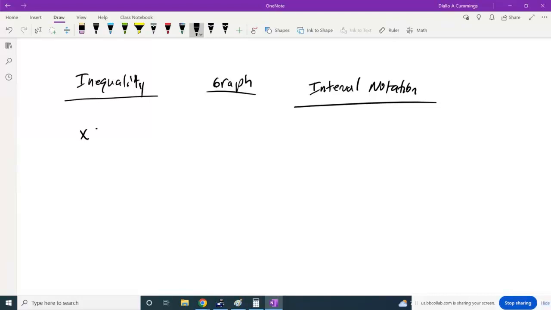So let's take the first one. x is greater than 3. So let's just say we get x is greater than 3 as an answer. They want us to answer in interval notation. So I'm going to make a rough sketch of a graph. When we make a rough sketch of a graph, I'm just going to center it at 3.